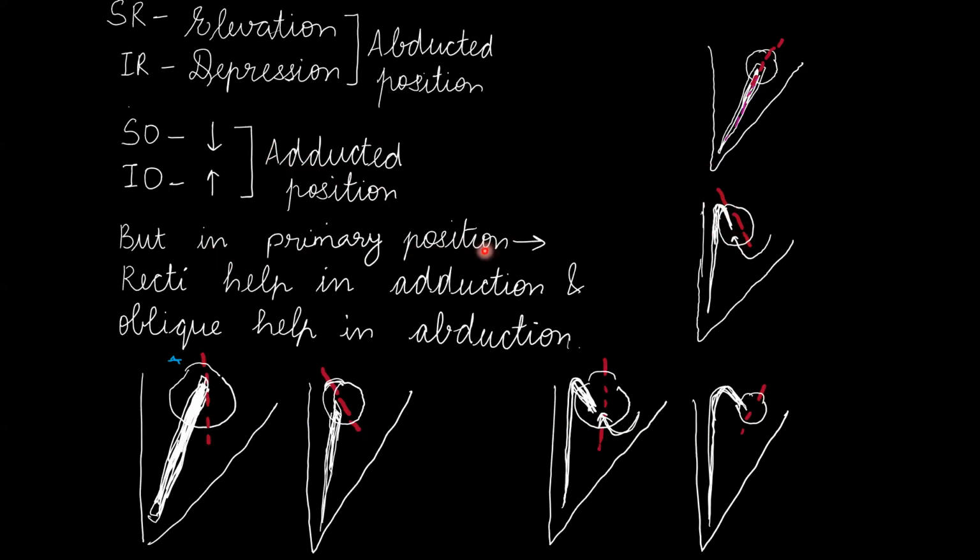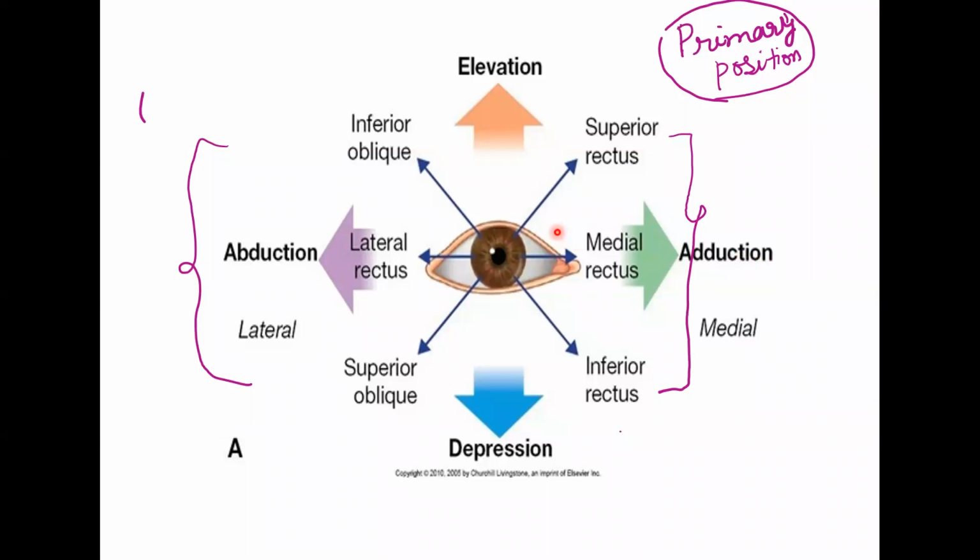But in primary position of the eyeball, which is shown by these lower set of eyes, the recti muscles will help in adduction by pulling the anterior pole medially, and the oblique muscles pull the posterior pole medially. So from the primary position, they will actually do the abduction movements. So by this chart, we are now clear that in neutral or primary position, adduction is the function of superior rectus, medial rectus, and inferior rectus, while abduction or lateral rotation is a function of inferior oblique, lateral rectus, and the superior oblique muscles.